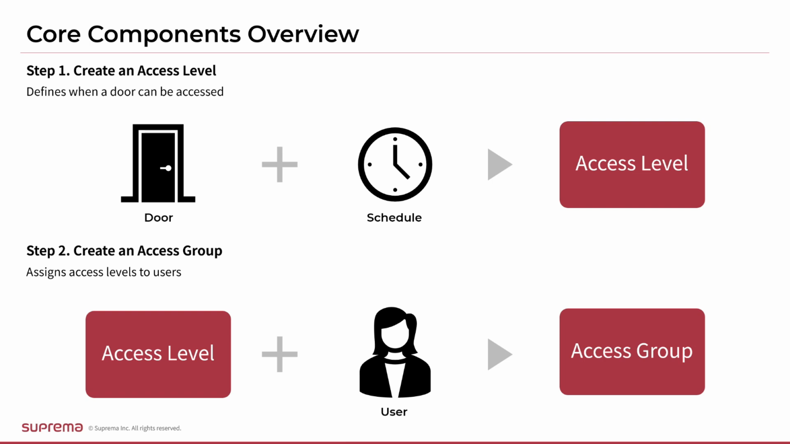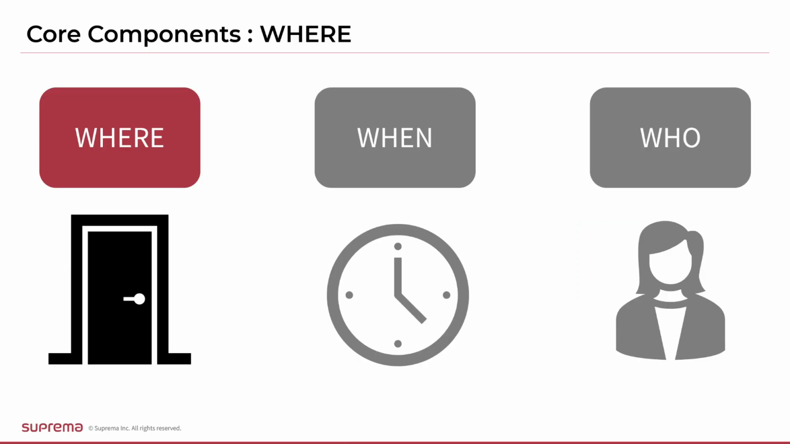Next, we have an access group, which brings together access levels and users. By assigning users to access groups, the system can clearly define who can access where and when in a consistent manner across all devices. Let's start with the first component, where. This represents the door, the physical location or resource that users will access.